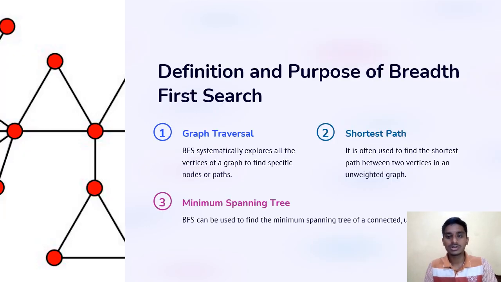So, moving on to the definition and the purpose of breadth first search. The first one is graph traversal, the second one is the shortest path, and the third one is the minimum spanning tree. Under graph traversal, BFS systematically explores all the vertices of a graph to find specific nodes or paths. The second one is the shortest path. It is often used to find the shortest path between two vertices in an unweighted graph. The third one is the minimum spanning tree. Under this, BFS can be used to find the minimum spanning tree of the connected graph.